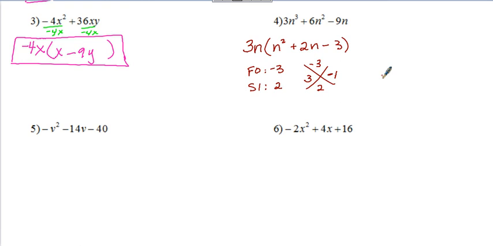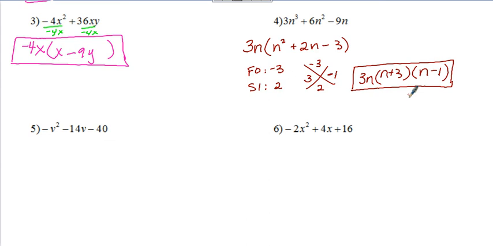So that means I have an n plus 3 and an n minus 1. But don't forget, we need this 3n to come back and make its curtain call, make its final appearance in our answer, because we did factor it out. So that is one of the factors. So our final factored form of number 4 is the 3n, and then an n plus 3, and an n minus 1.